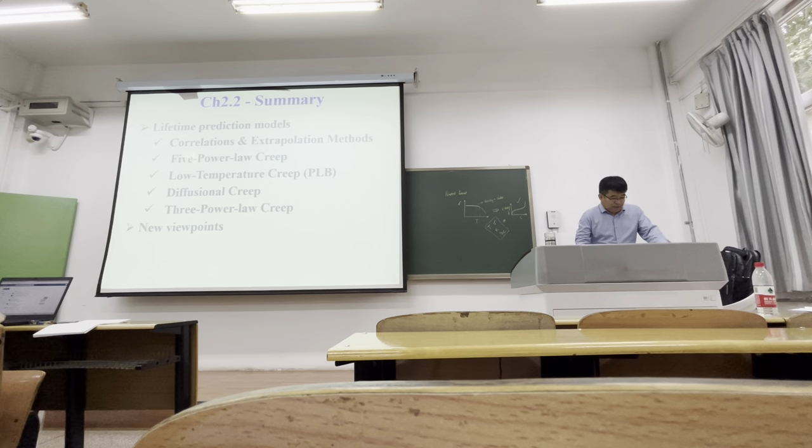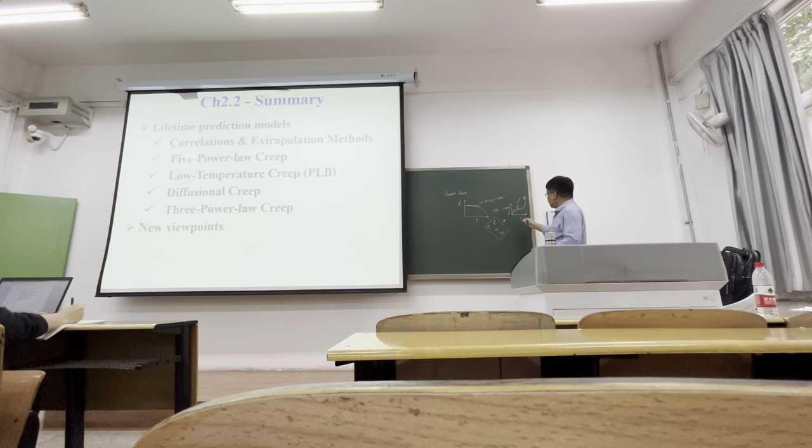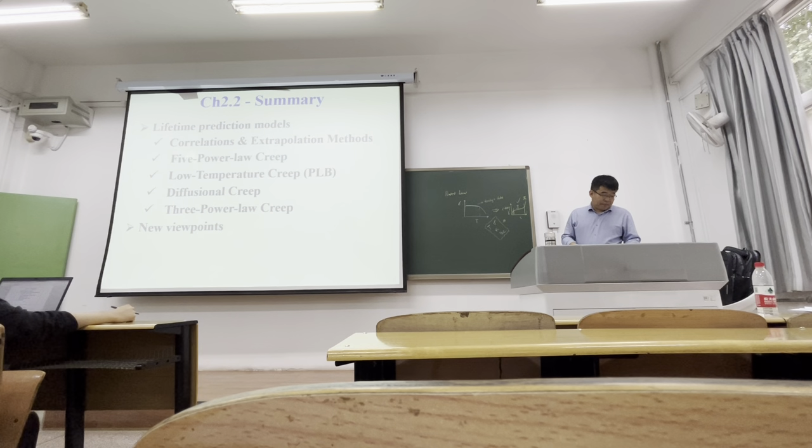So the first model, such as the last one, shows the correlation with the extrapolation model. We show how to predict the rupture time, not only the steady state, stage two. Experimentally, we can also get stage three. That's the difference. What's the difference between those models? We should have the ability to distinguish them. When we discuss the PRB model, the power law, the diffusion model, we only focus on the steady state.